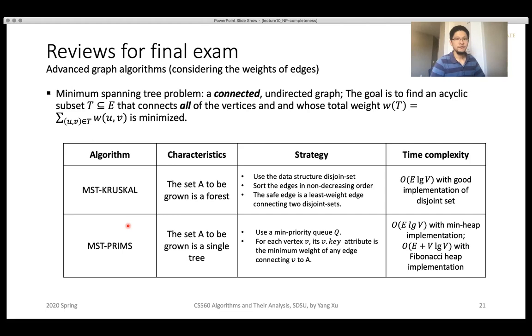As for the advanced graph algorithms, this table summarizes the first part, which is about computing the minimum spanning tree. We have two detailed algorithms, Kruskal's and Prim's, for computing the minimum spanning tree, with similar base methods but different strategies and different data structures to use.